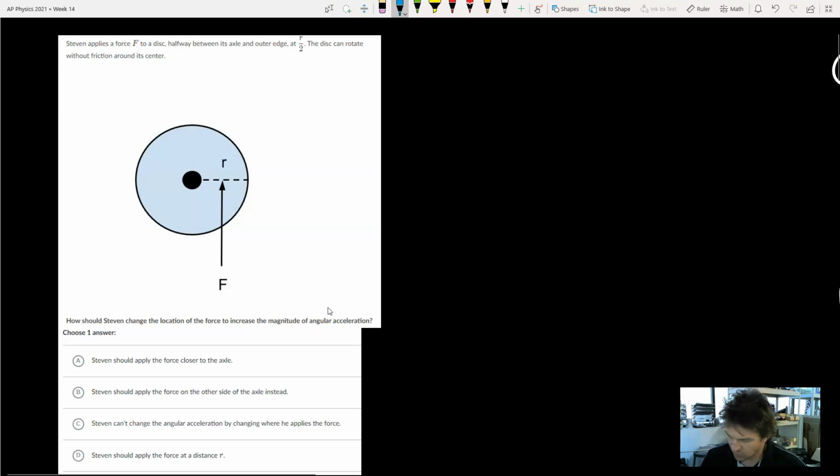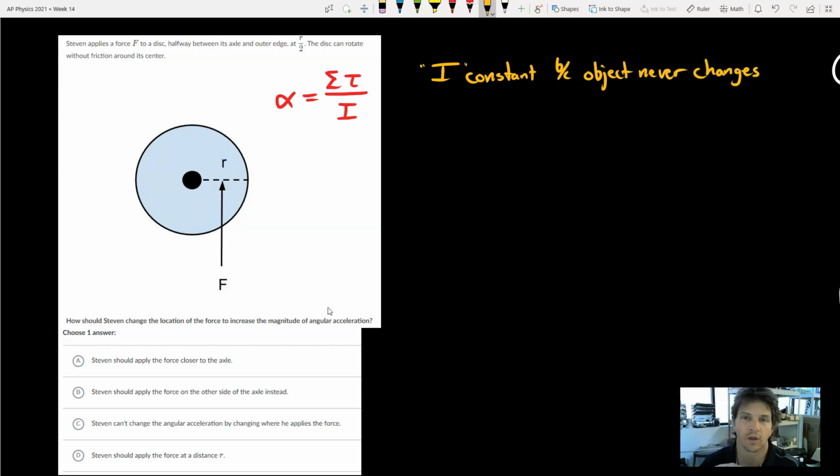So a couple things going on right here. Angular acceleration tells me I'm going to be using net torque over moment of inertia. Now, no matter what, this is the same object the entire time. So the moment of inertia is constant. So this bottom doesn't end up affecting anything. So we really need to worry about the top. Now the top has to do with the net torque. And we talked about last week the torque has to do with how far there is a force being applied, a perpendicular force. Okay, so those two things.